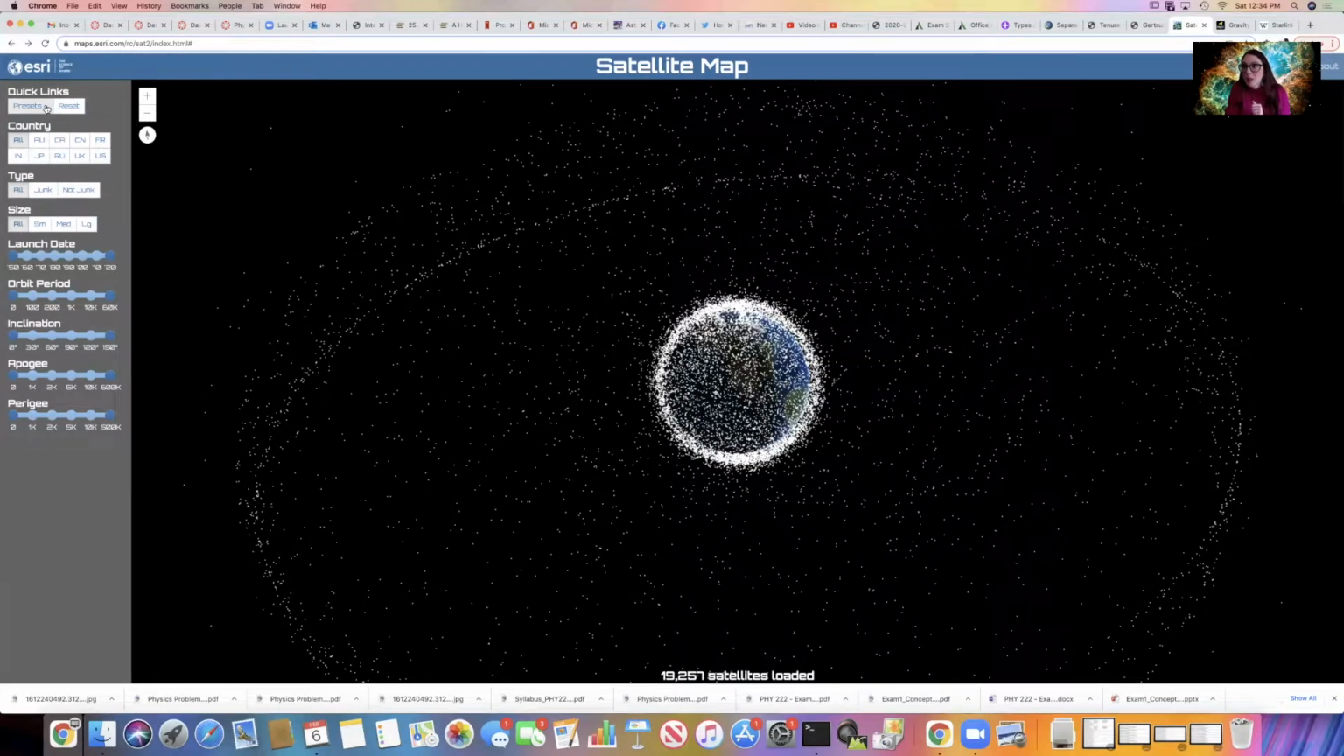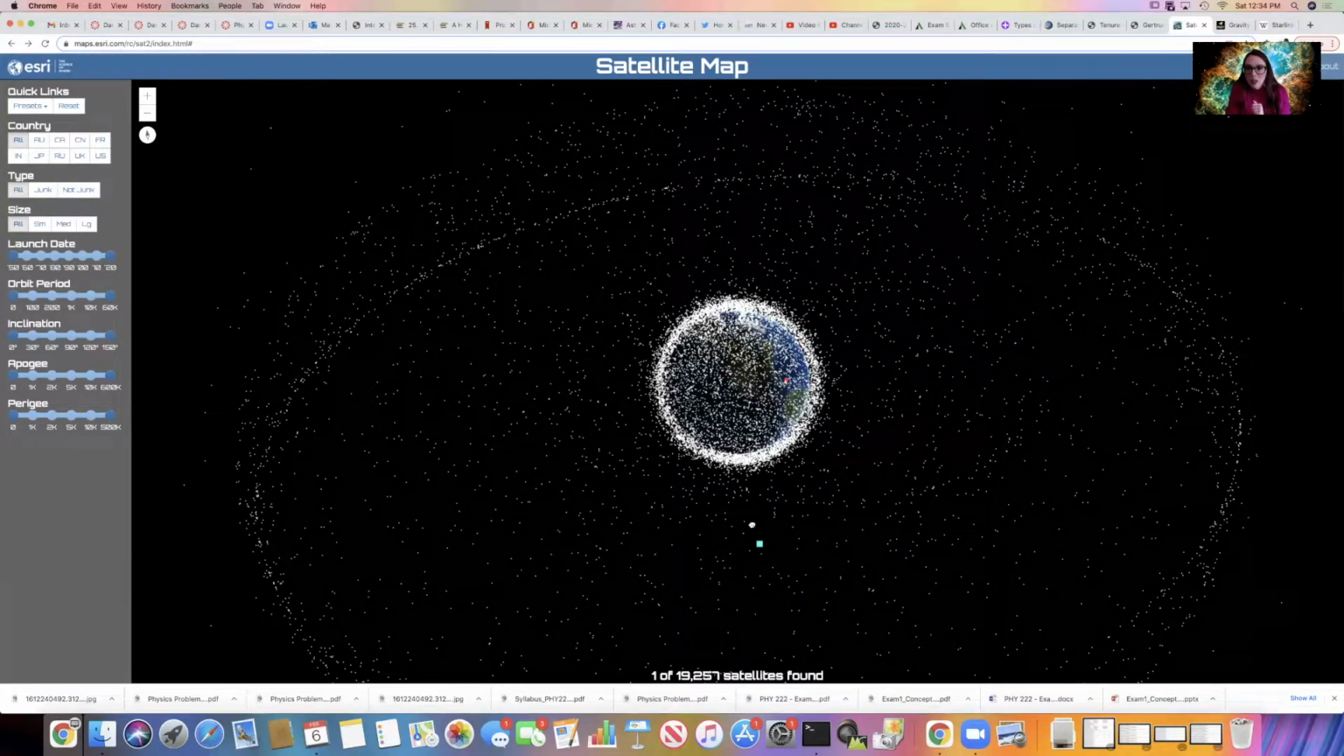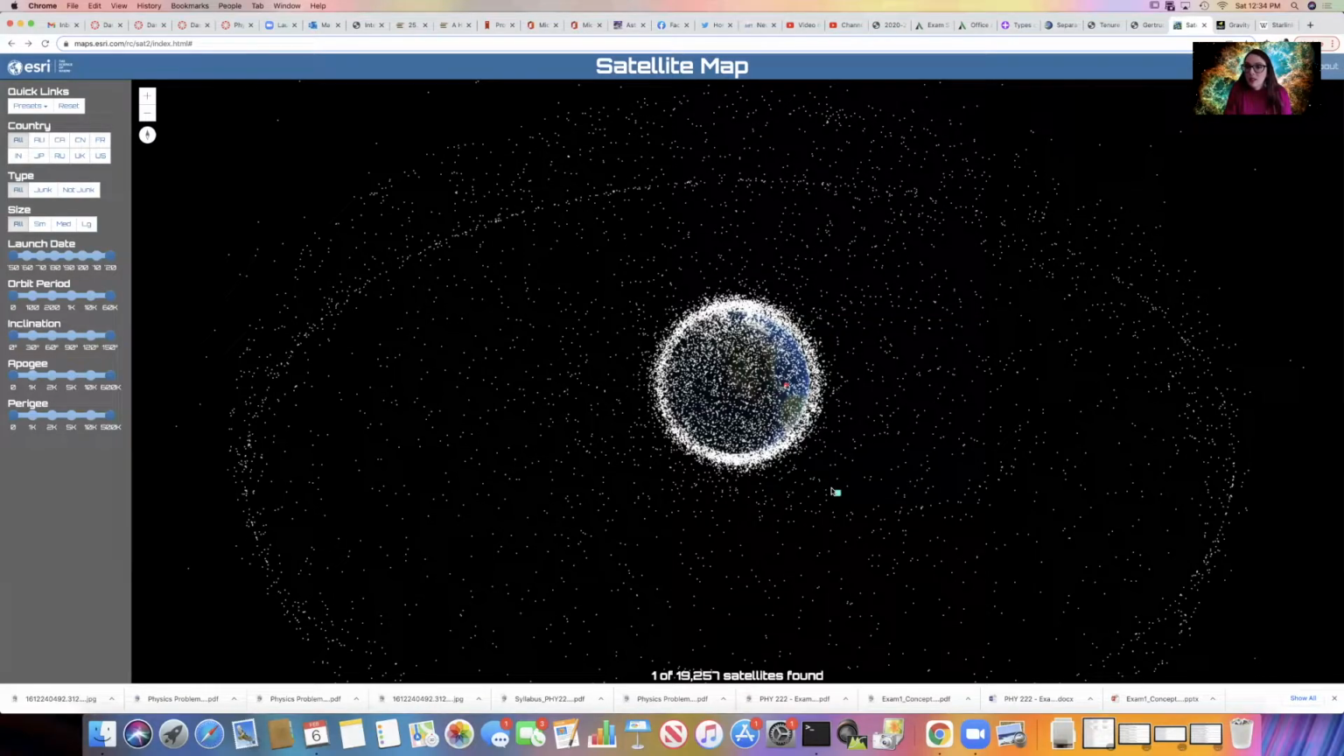Over here where it says presets, I can select from a bunch of different options. I'm going to click the one that says space stations. And so here in red is highlighting the International Space Station. There's only one space station, the International Space Station, where we send astronauts to do experiments and be in orbit around the Earth.